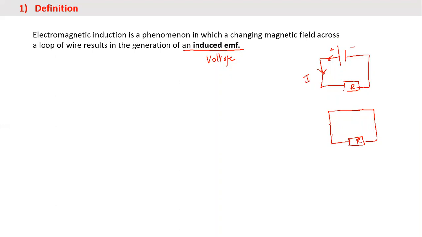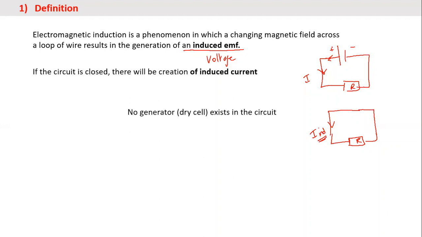But this current, in this case, I don't name it only current, I name it the induced current, I induced, since it's not due to a dry cell. So the electromagnetic induction phenomenon is a phenomenon where I have induced electromotive force, and if the circuit is closed, I will get an induced current, but without the use of a generator. So what are the conditions in this case?